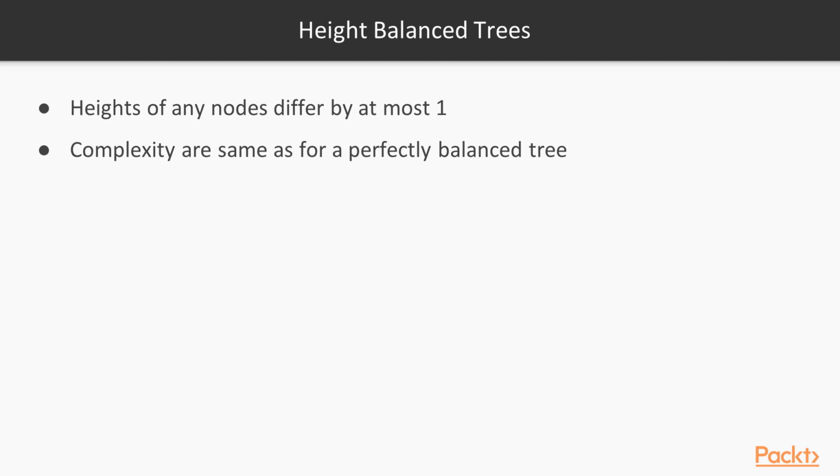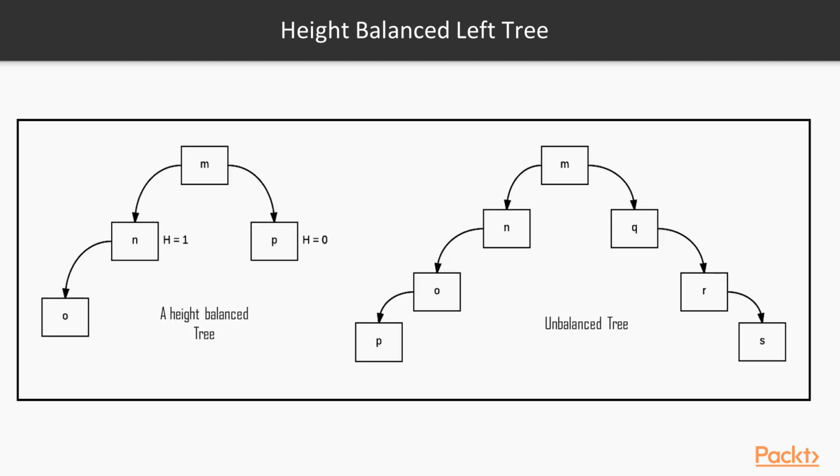What do we mean by height balanced? If the heights of any node's left or right subtrees differ by at most one, it's a height balanced tree. The complexities of various operations would almost be the same as for a perfectly balanced tree. In this diagram, the left tree is height balanced, whereas the right tree is not. In the left tree, the height of the subtree rooted at N is 1. The height of the subtree rooted at P is 0. These differ by 1, but we're okay with this little bit of imbalance.